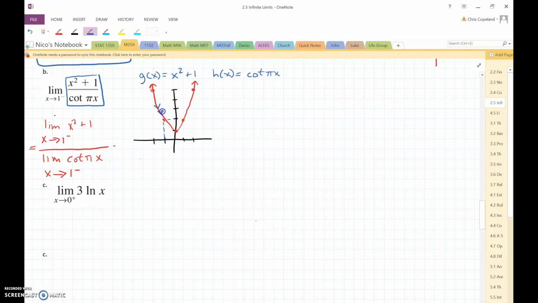So when I approach 1, oh man, messing that up again. When I approach 1 from the left, it's going to end up being 2. A point there.